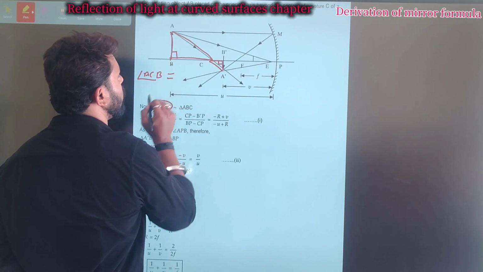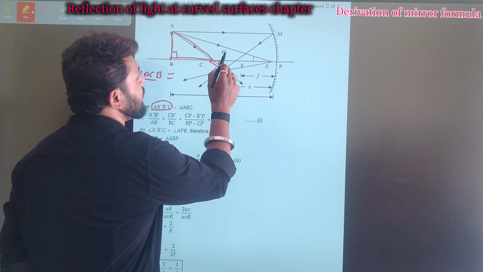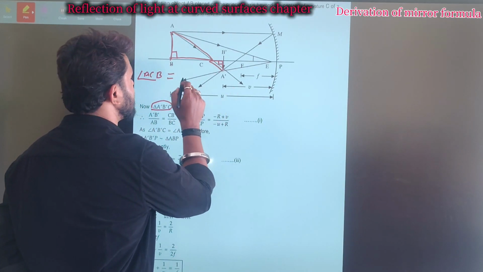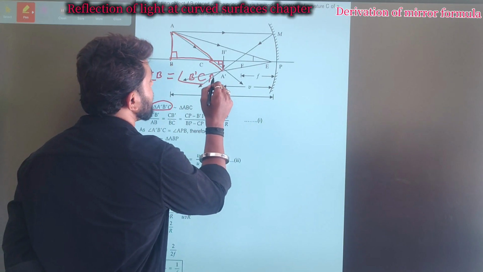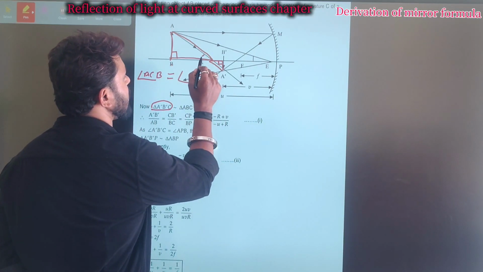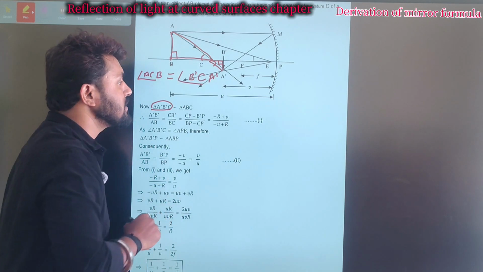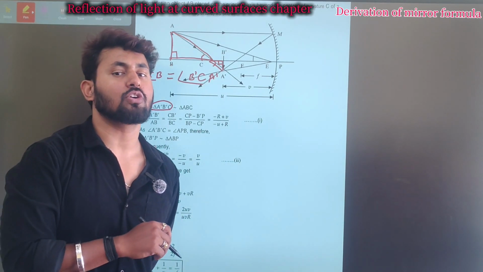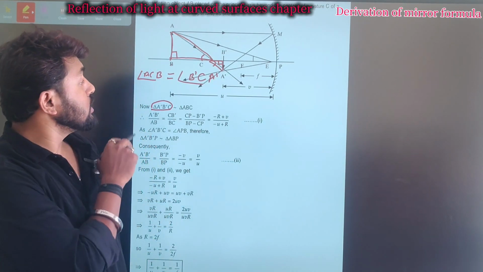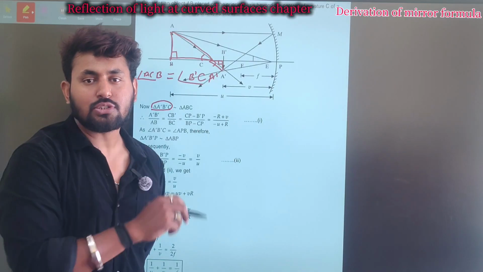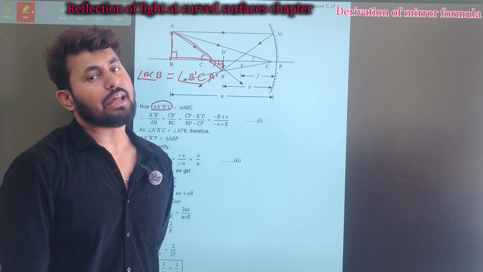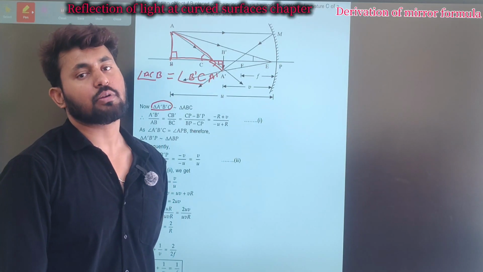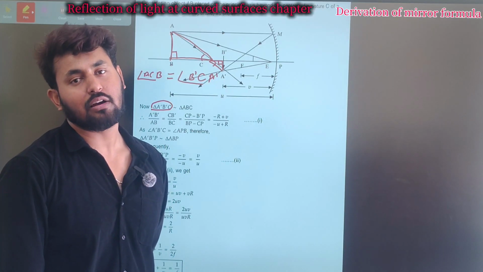Angle ACB is equal to angle B dash C dash A dash, which is nothing but this angle. Can anyone please comment in the comment box why these two angles are equal? You might have studied this in 9th grade from the triangles chapter. There is something called vertically opposite angles are equal.